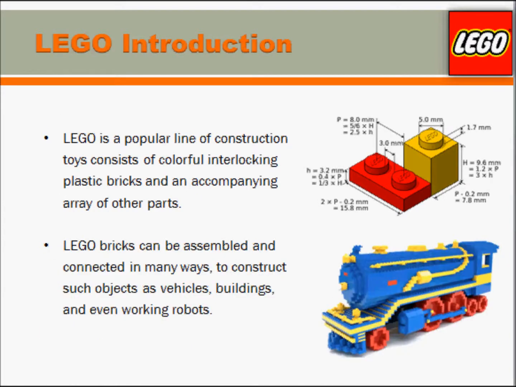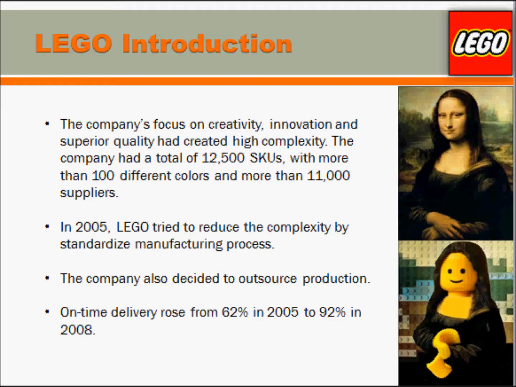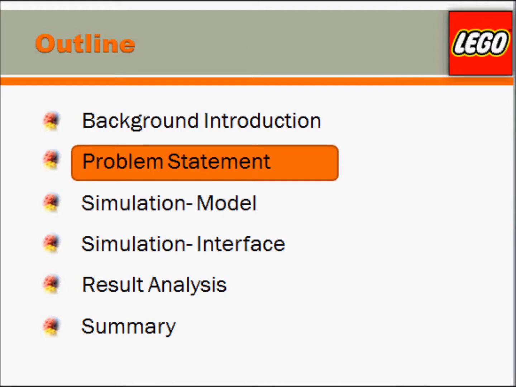Besides, due to the different features of different bricks, Lego has a relatively complex manufacturing process. In this case, it is necessary to reduce the complexity of its production and find the optimal allocation of its resources. Under this situation, we build our model of the production line and simulate it. Now you understand the big picture of the project. Let's go into the problem part.